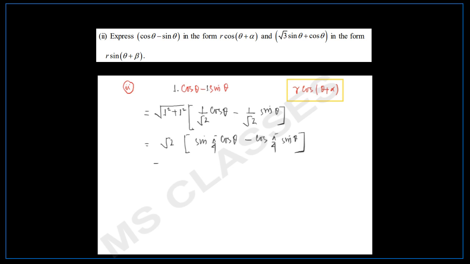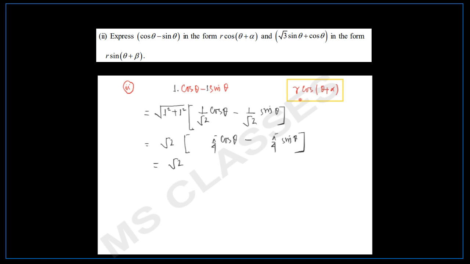Now we will do this when we need it in terms of sine. But here we need it in terms of cos. So here this is not taken. This will not work. Why not? Because here it is cos, so here what I do is in terms of cos.